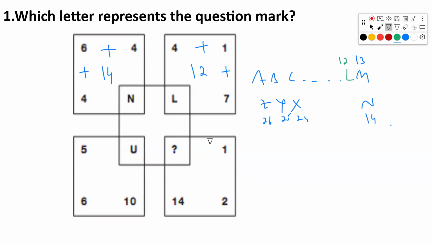Okay, so now that I got the logic, 2 plus 1 is 3, 3 plus 14 is 17, so I want the 17th letter. M, N, O, P, Q. So 15th letter, 16th letter, 17th letter. What is the 17th letter? Answer is Q. So just summing up the numbers inside and writing the alphabet pertaining to that number. Let's move forward then.